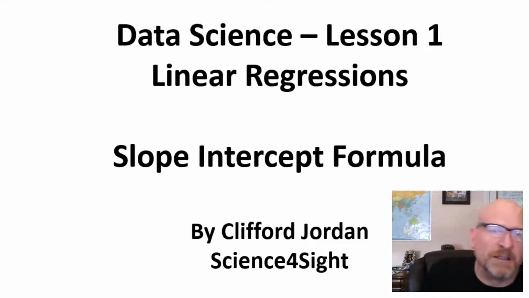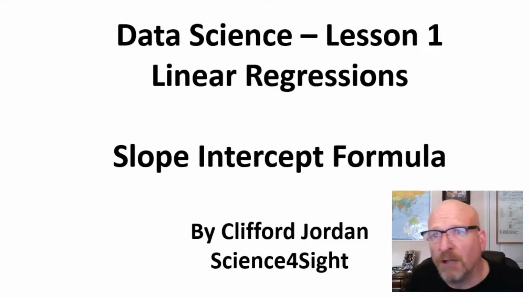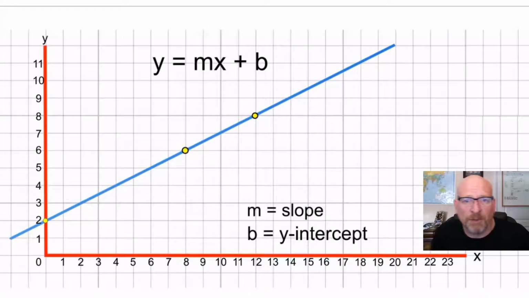You may have seen this in high school, either in algebra or geometry class. But it has this formula: y equals mx plus b, where m is equal to the slope and b is equal to the y-intercept.